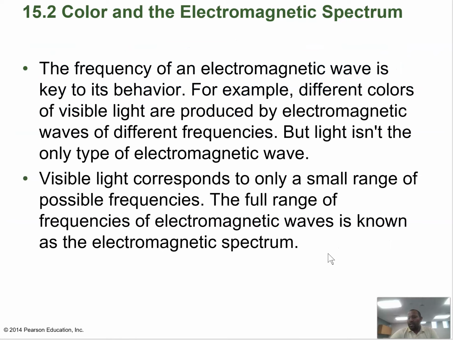The frequency of electromagnetic waves is key to their behavior. For example, the different colors of visible light, those rainbow colors, are produced by electromagnetic waves of different frequencies, but light isn't the only type of electromagnetic wave. Visible light corresponds to only a small portion of the possible frequencies. The full range of frequencies of electromagnetic waves is known as the electromagnetic spectrum.